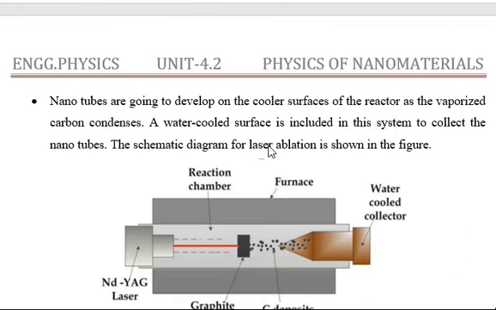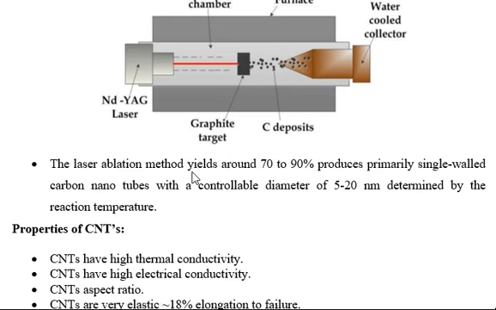A water cooled surface is included in this system to collect the nanotubes. The laser ablation method yields around 70 to 90% and produces primarily single wall carbon nanotubes with a controllable diameter of 5 to 20 nanometers determined by the reaction temperature.